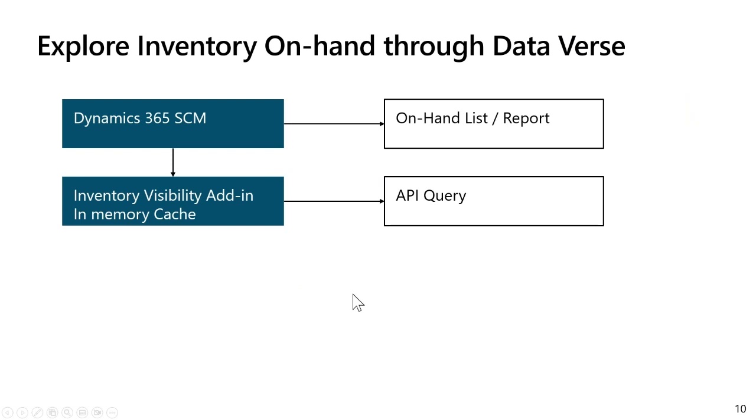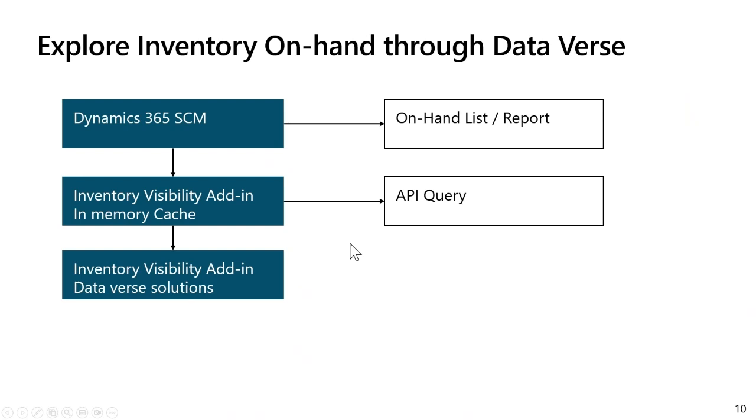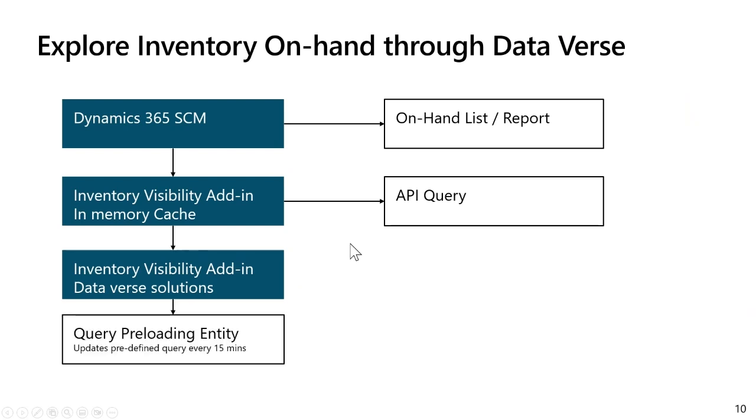So now we can explore the inventory on-hand through Dynamics 365 as well as by making API queries to inventory visibility. We can also make the queries through Dataverse. As you know, inventory visibility service has a solution that is built on top of Power Platform, where we store the data in entities, and then you can leverage all the flexibility that is provided by Power Platform. We have a new feature called query preloading entity.